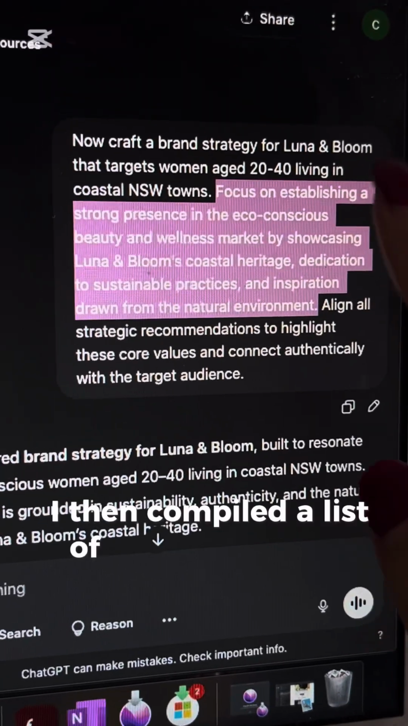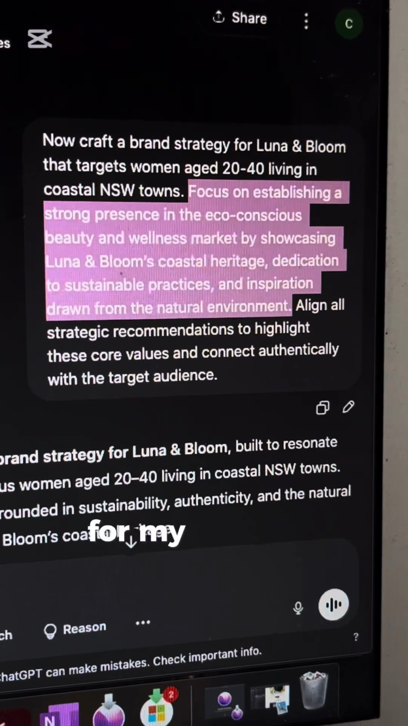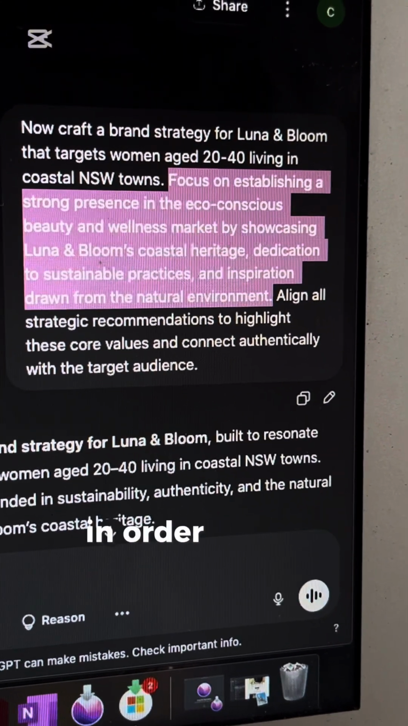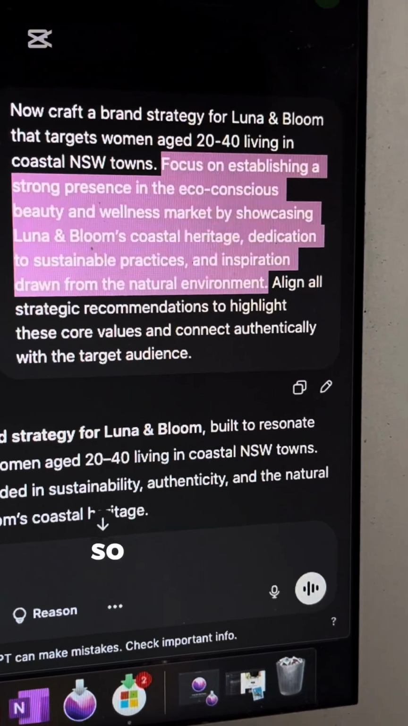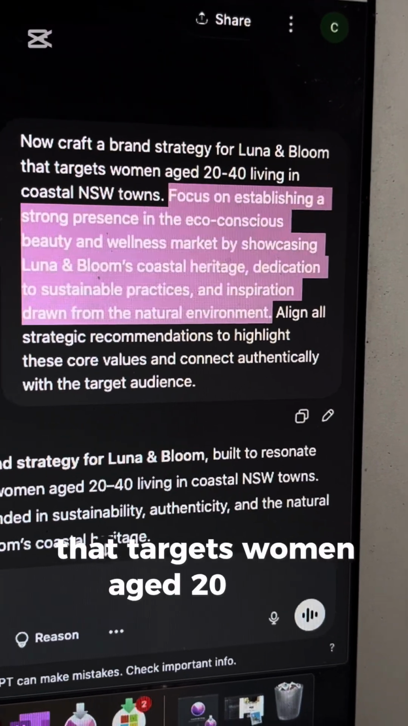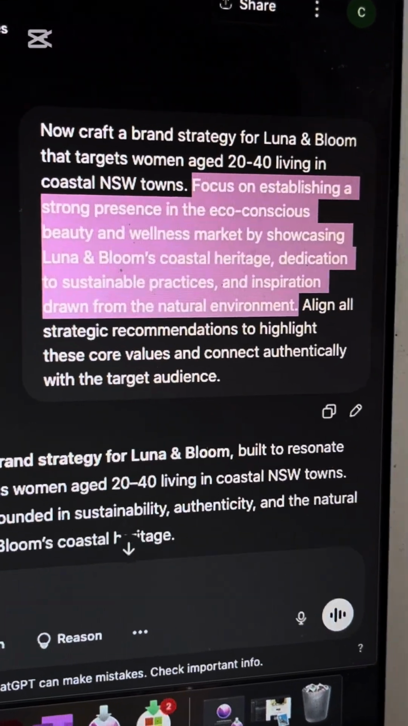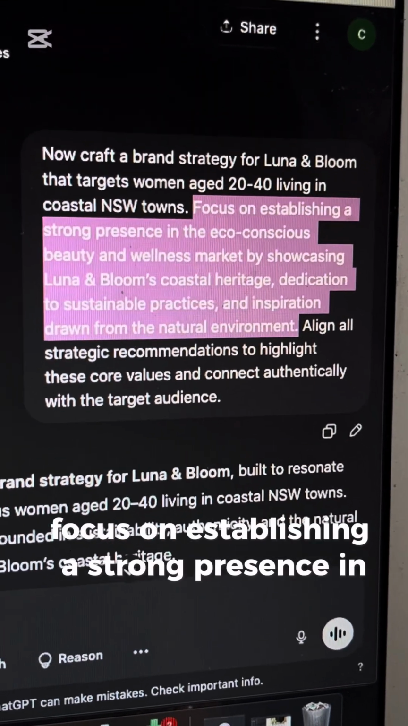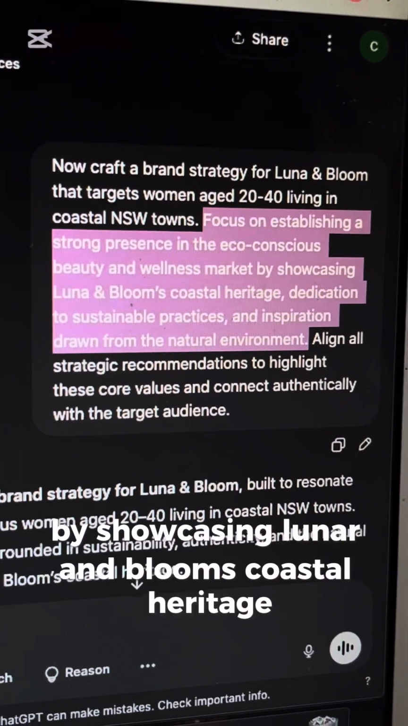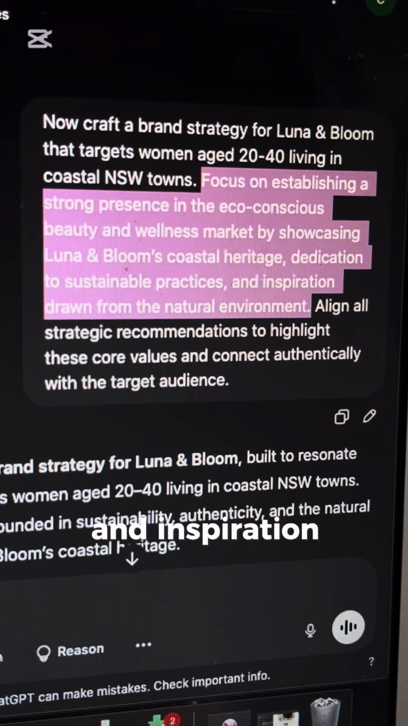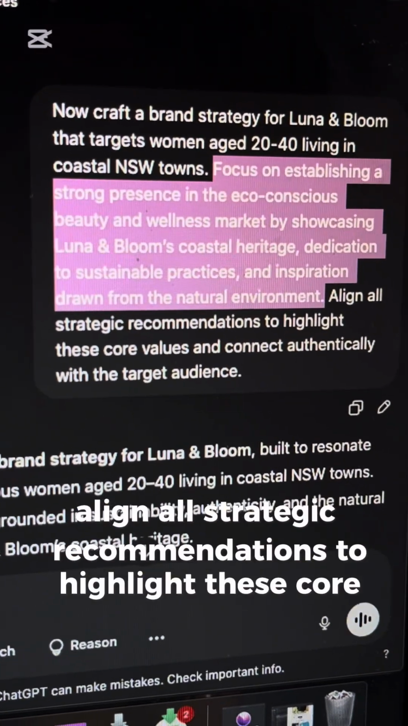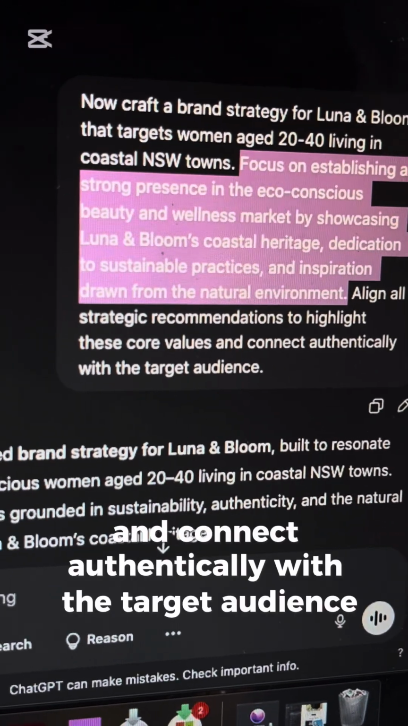I then compiled a list of highlights that I want ChatGPT to focus on for my brand to create a brand strategy. The terminology you need to use has to be specific in order for it to understand what you want out of it. So in this case, I wrote, now, craft a brand strategy for Luna and Bloom that targets women aged 20 to 40 living in coastal New South Wales towns. Focus on establishing a strong presence in eco-conscious beauty and wellness market by showcasing Luna and Bloom's coastal heritage, dedication to sustainable practices, and inspiration drawn from the natural environment. Align all strategic recommendations to highlight these core values and connect authentically with the target audience.